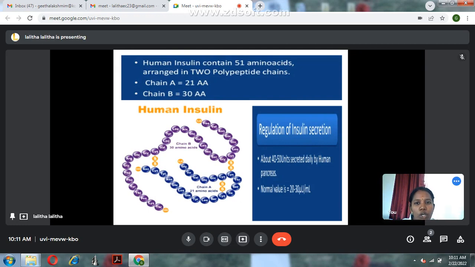Our human body contains 51 amino acids, arranged in the form of two polypeptide chains, chain A and chain B. Chain A has 21 amino acids, chain B has 30 amino acids. Daily, our human pancreas secretes 40 to 50 units of insulin, but the normal value is 20 to 30 microunits per milliliter.